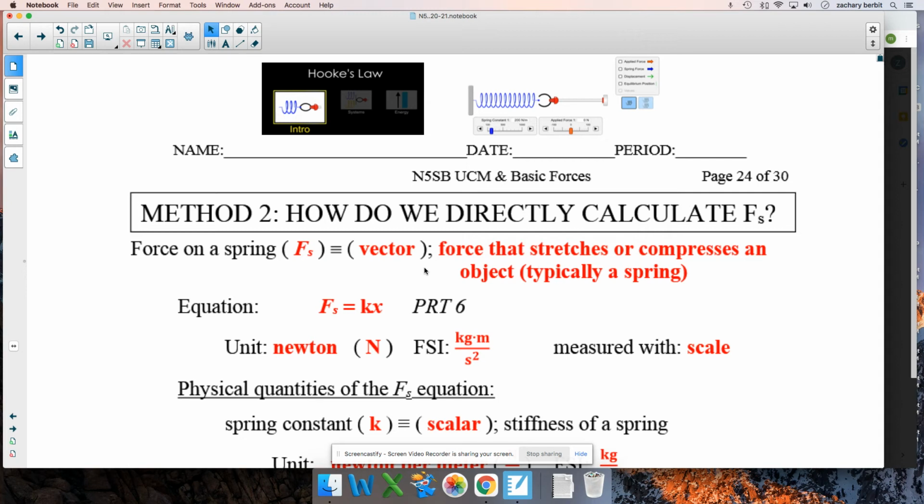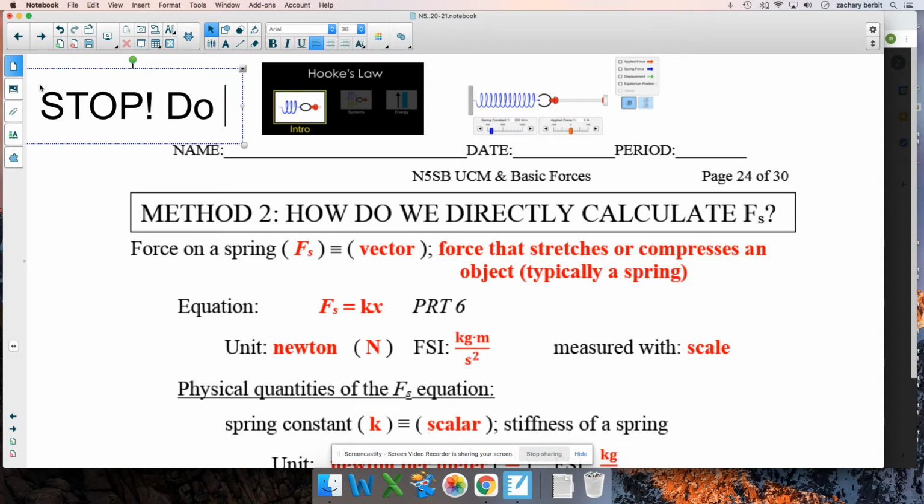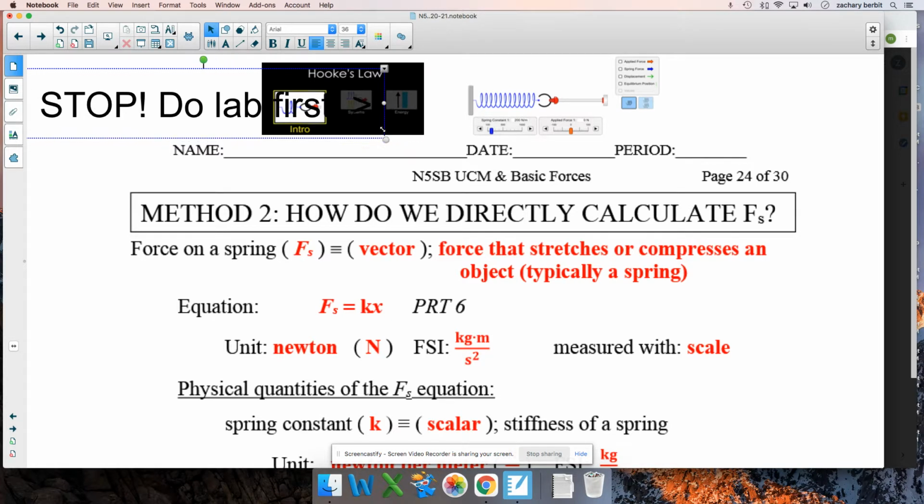All right. So let's learn about how we calculate the spring force, or the force in a spring. This one's pretty straightforward. You can find this one pretty easily. If you have not yet done the Hooke's Law Lab 5.2a, stop, do the lab first. You don't know what we're talking about.